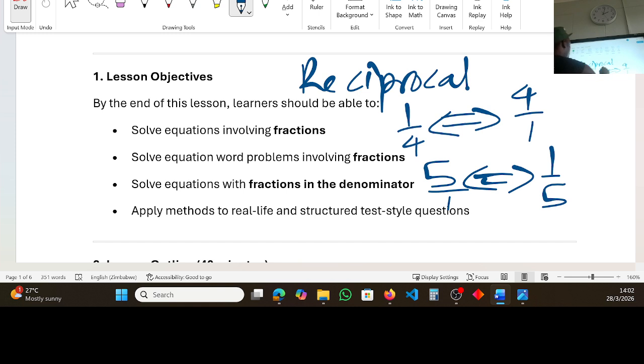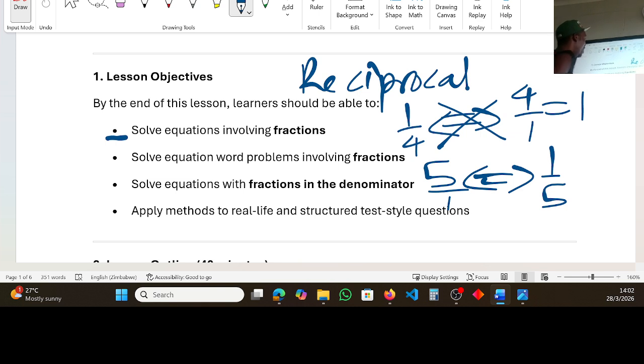Why do we need this? Because if we bring the product here, the result is always a 1. So to eliminate a fraction, we need its reciprocal, and the product will give us a 1. If we have that in our minds, then dealing with equations involving fractions becomes easier, and to solve equations involving fractions, that's our intention or objective.